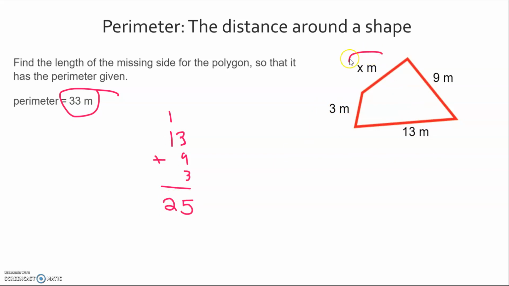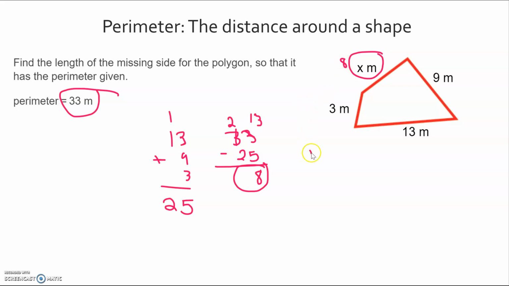But we're still missing this side right here. So in order for us to figure out what this missing side is, we're going to have to subtract the sides that we do know from the perimeter. So this will be 33 minus 25. So we know we cannot take 5 from 3, so we're going to regroup from the 3. That becomes a 2. This 3 becomes 13. So 13 minus 5 is 8. 2 minus 2 is 0, so we don't need to put anything down. So the missing side over here is 8. So this will be 8.